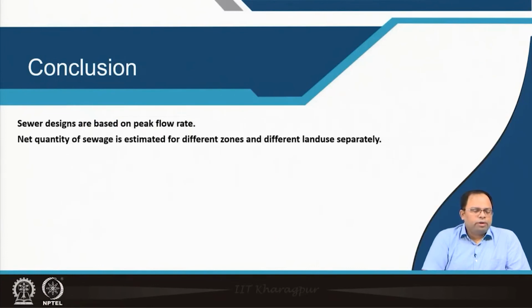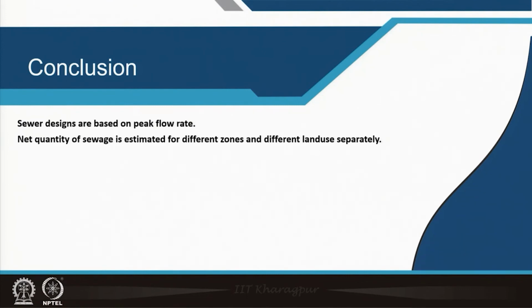To conclude, sewer designs are based on peak flow rate. Net quantity of sewage is estimated for different zones and different land uses separately.